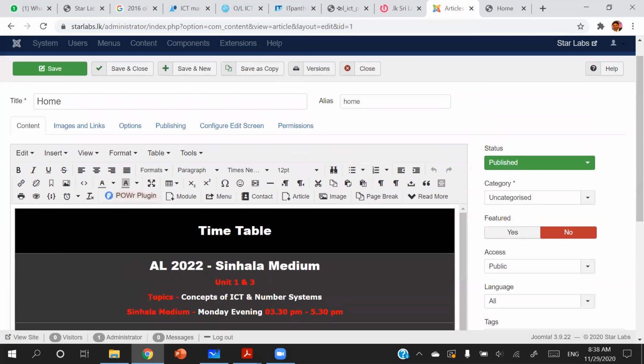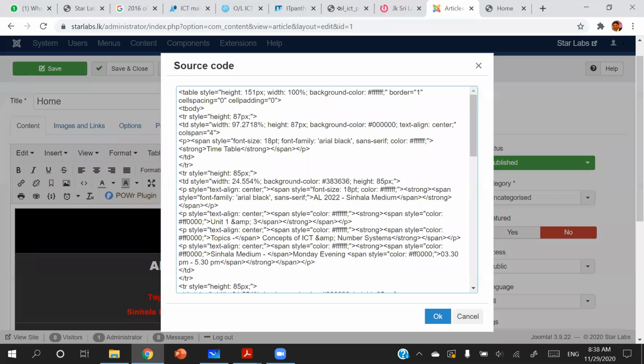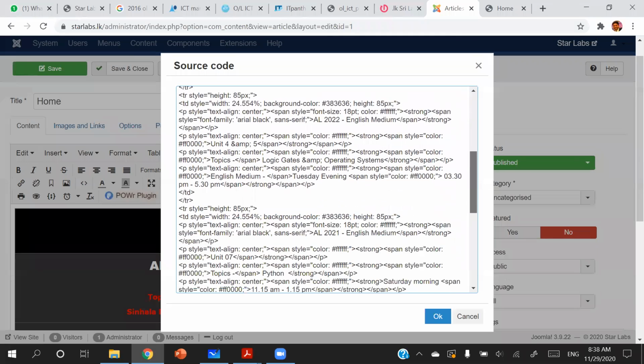And also we can view the source code as well. And when we know the HTML, we can edit this.